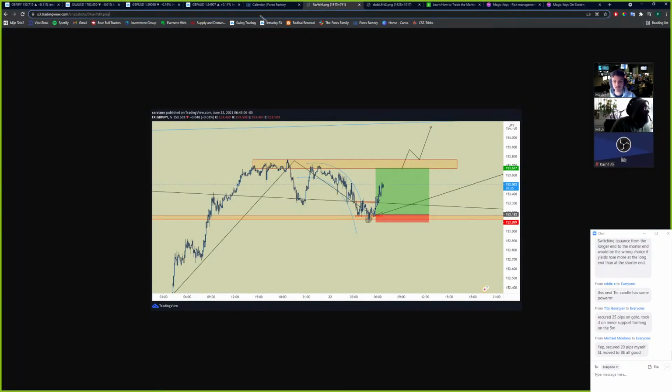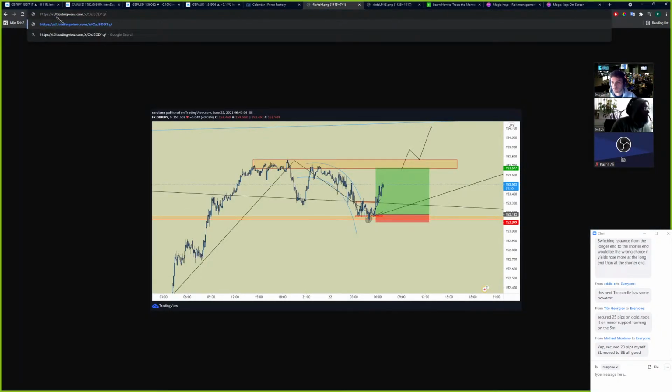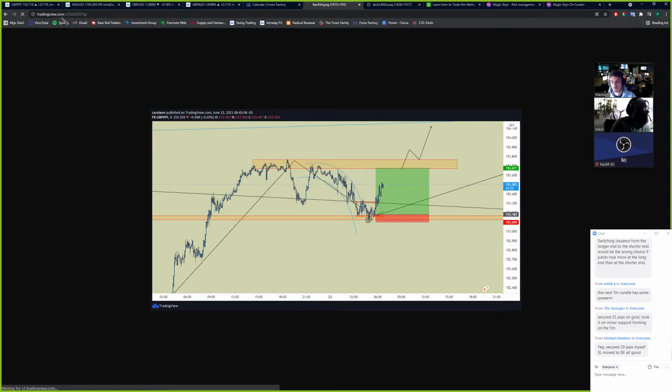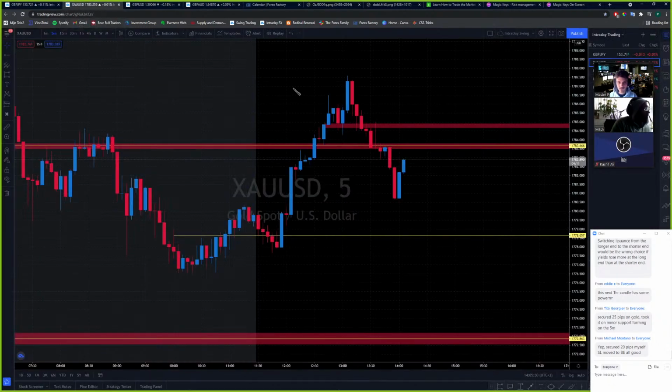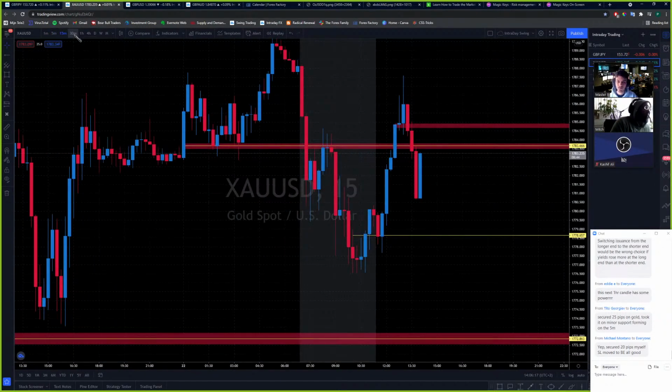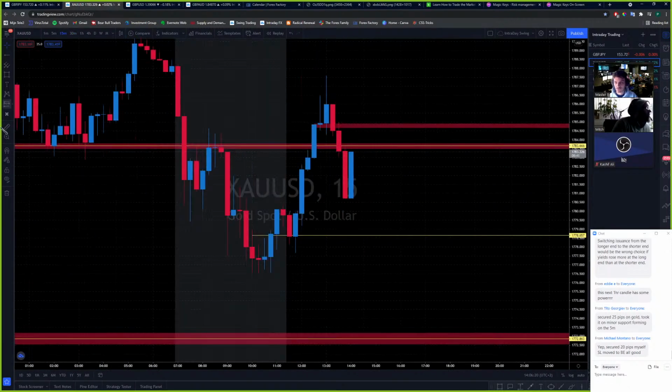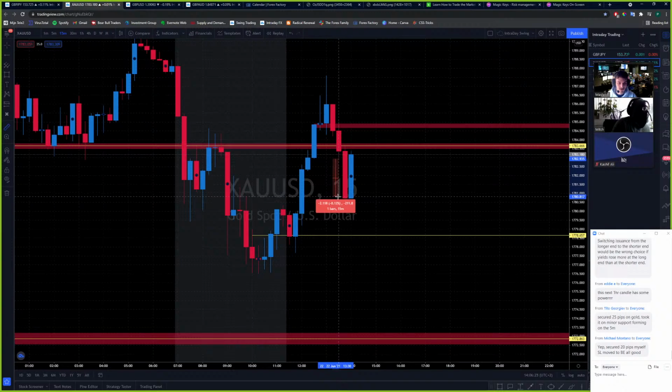Right, let's take a look at this chart. Pre-New York Open, 15-minute close inside this range, price retest zone up from the upper wick, enter sells at the break of the low. Yeah, that makes perfect sense. Once it broke that low, that was a pretty good entry. I think I overthought it because I wanted to see a fresh support formed, but I think there was some room to come down before the New York Open. It came down some 20 pips, that's quite nice.